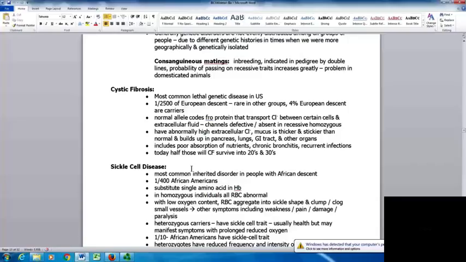Today, about half of those with cystic fibrosis will survive into their 20s and 30s. So the lifespan is improving. We have a lot better supportive treatments for them now.